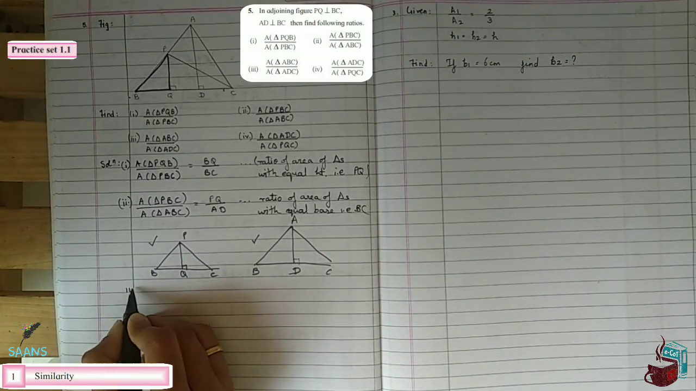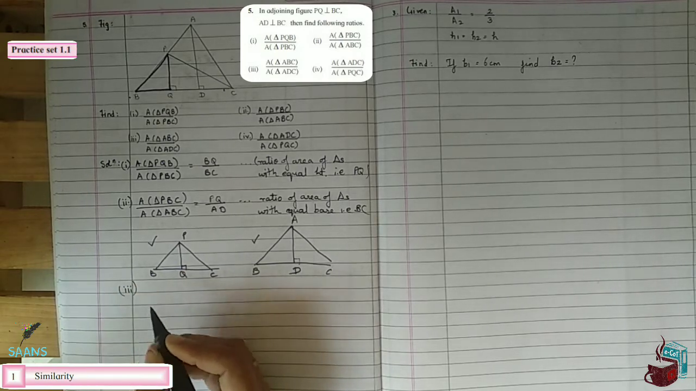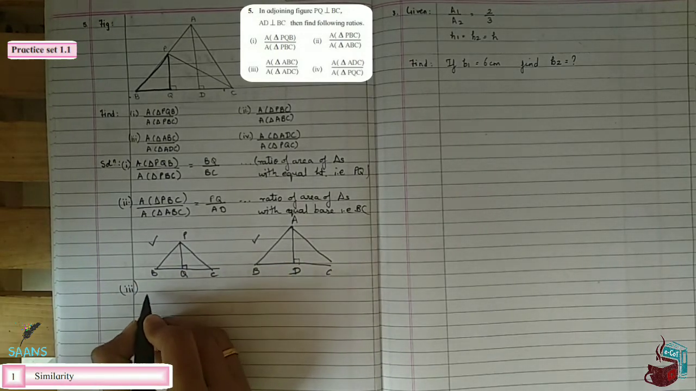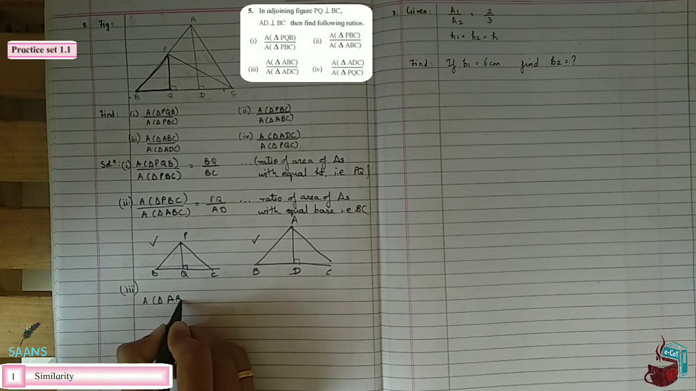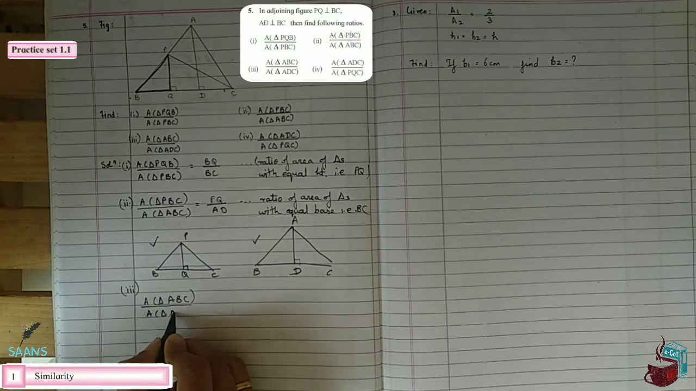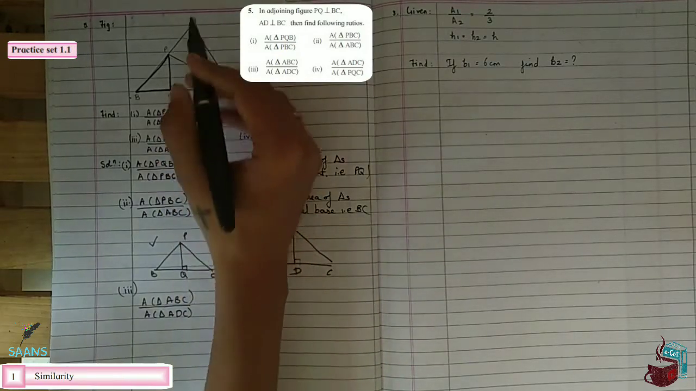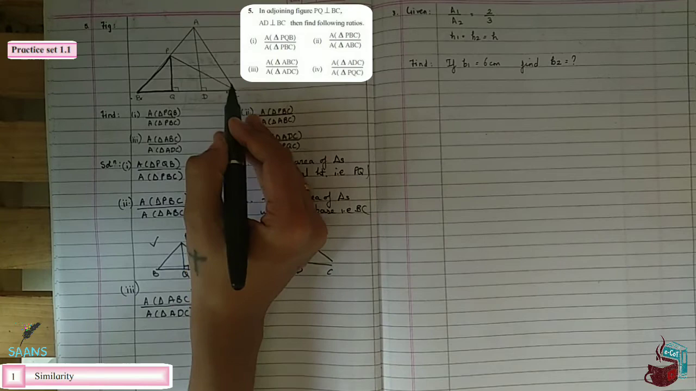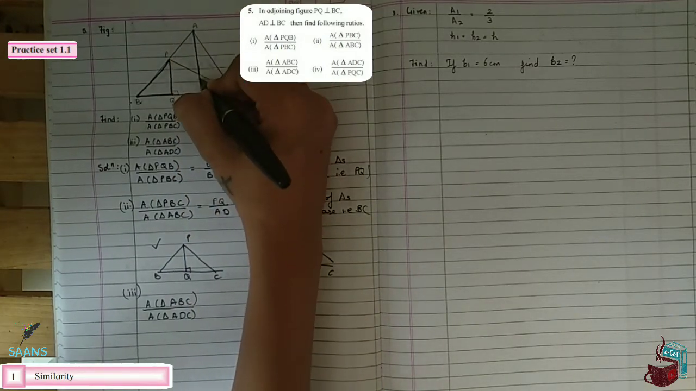Third one will be area of triangle ABC upon area of triangle ADC.